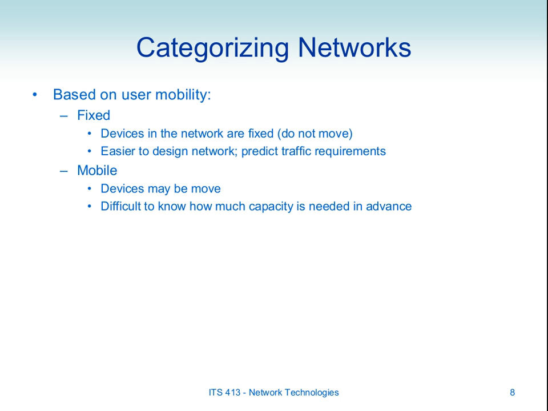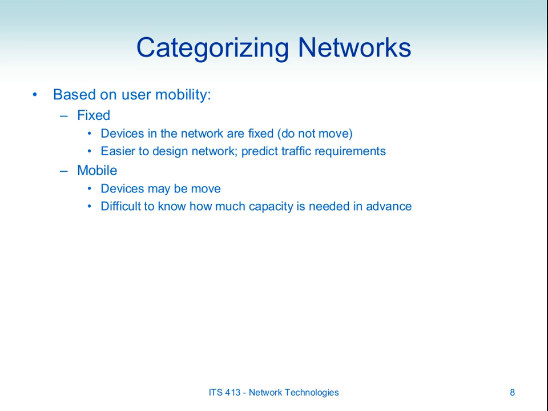Another way we can characterize networks is whether they support users being mobile or not. Some are fixed networks, some are mobile networks. And I think you understand the difference between the advantages and disadvantages. With a fixed network, the users or the devices attached to that network do not move.